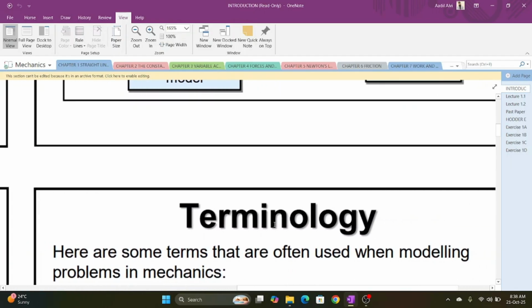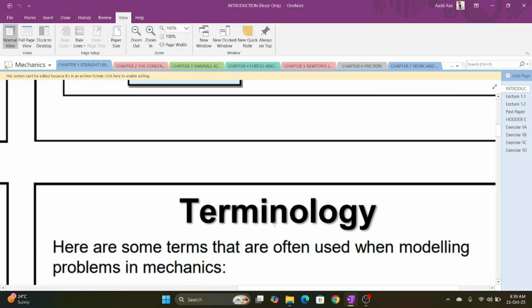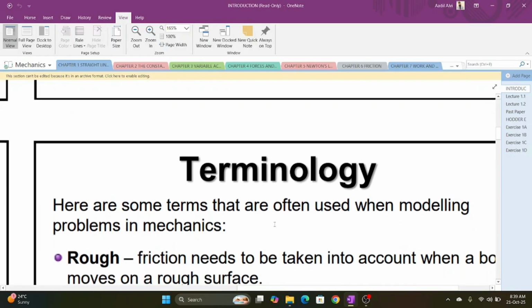Then the next part is to understand the terminologies which are used. Okay, in the questions in exam papers, they will use some terms which have certain meaning, and they expect you to understand that meaning so that you are able to make correct assumptions for the particular problem. Okay, so let's look at some of the terms.